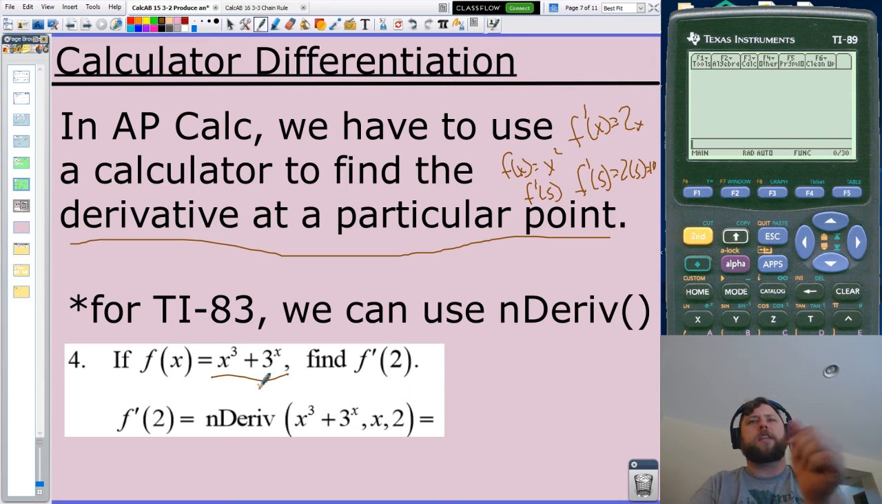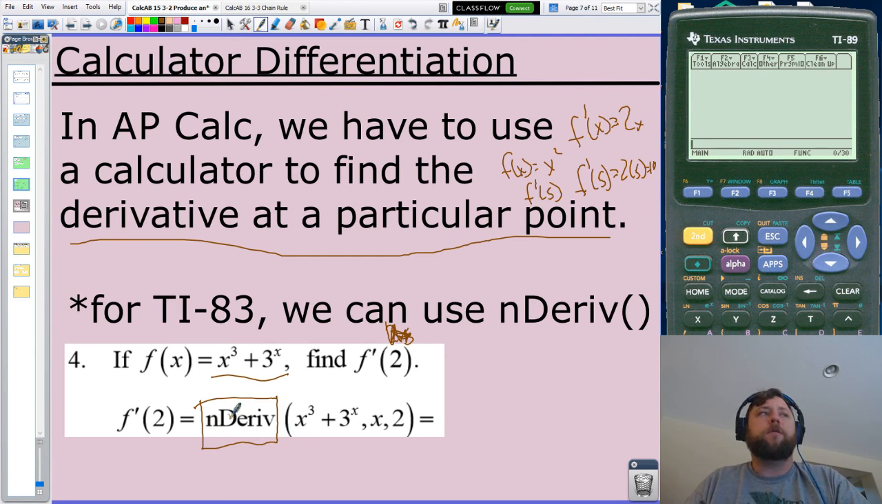But what if it's a weird thing like this example? X cubed plus 3 to the x, find f prime of 2. Or maybe I say f prime of like 2.5. You're like, I can't do that by hand. No, you can't. But we can plug this into a calculator we use to find at a point. And what we use is something called the n-deriv function. So depending on what type of calculator you have and how to find this, we'll go over this kind of stuff in class. But I'm going to show what it looks like on a TI-89.